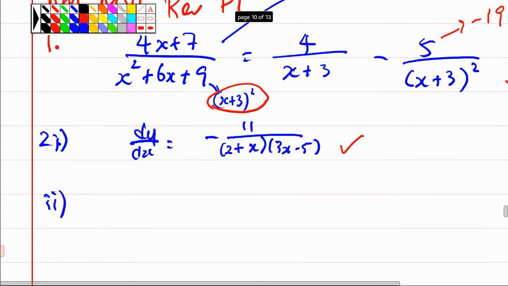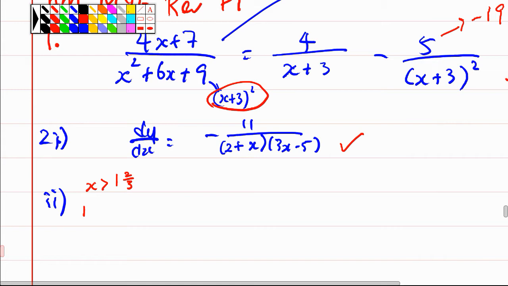It says x must be more than, so can you write down the first thing? X more than 1 and 2/3. Now, what it means is y is decreasing. What does it mean? Y is decreasing. Okay, if decreasing means dy/dx less than 0. Now, how do I show?